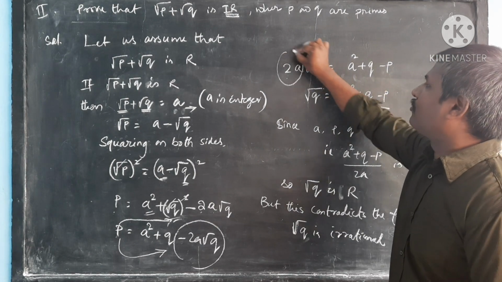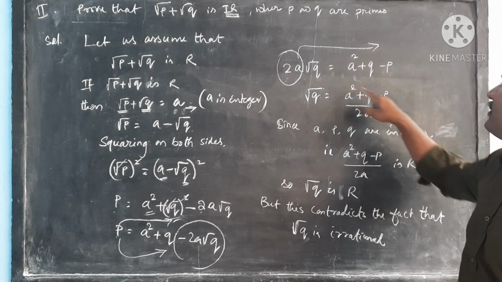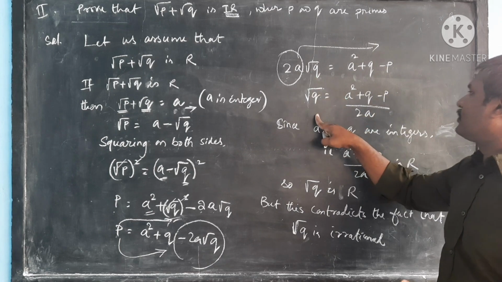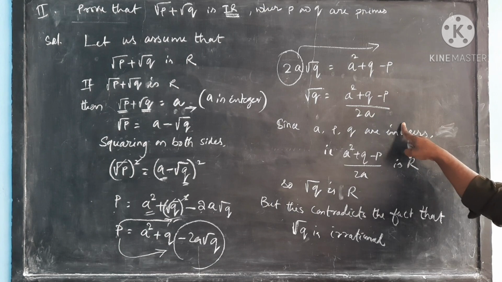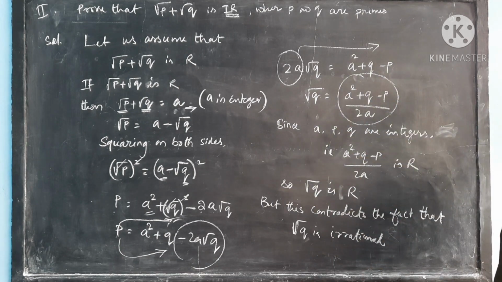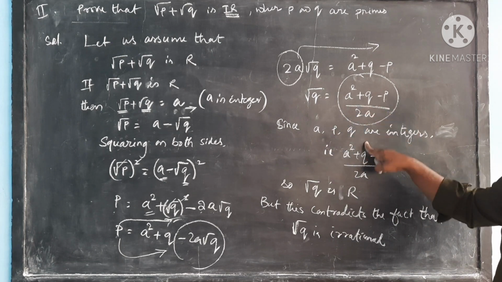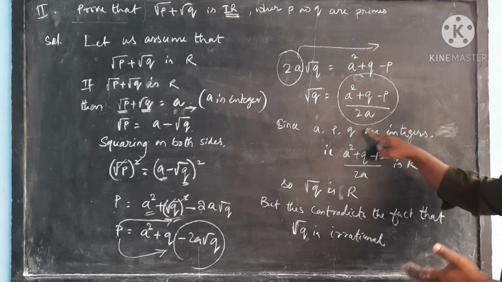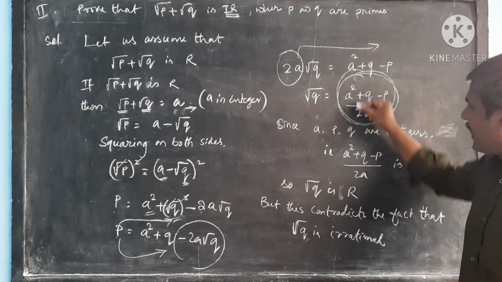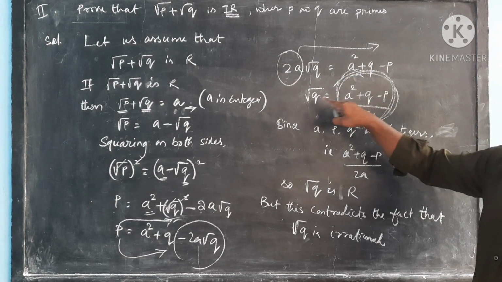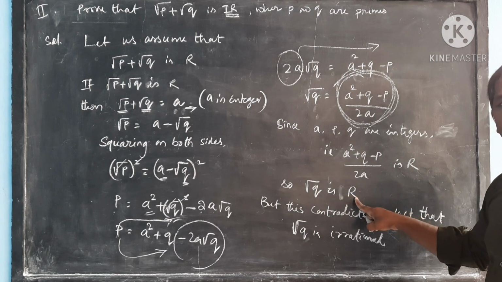Now transfer these two terms 2 and a to the right side, then they will divide the right side part. Then root q is equal to a square plus q minus p, divided by 2a. Look at the terms of the right side part of the equation: you see that a, p and q, all these are integers. If all these are integers, the entire right side part will be rational. So the entire right side part will be rational, which is equal to the left one, that is root q. So root q is also rational.